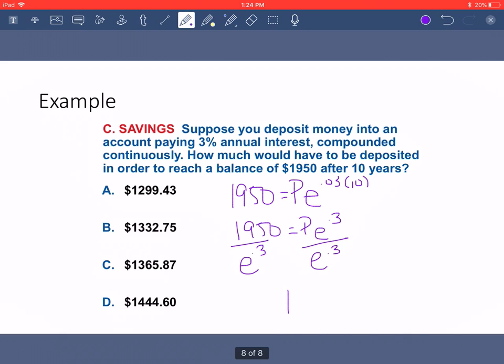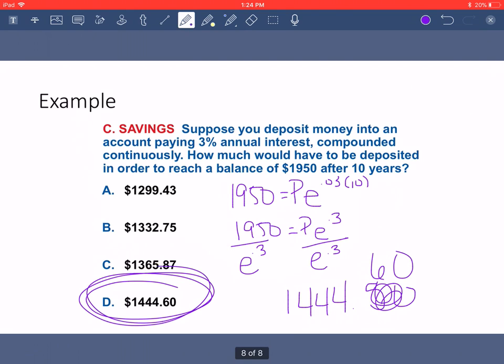And I get $1,444 and 60 cents. So it would be D. And that is it for continuously compounded interest.